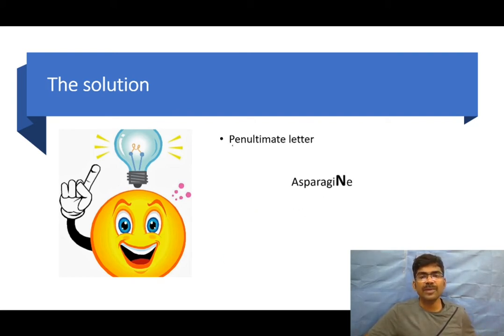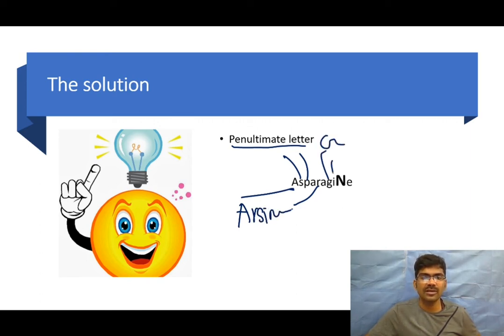Sometimes they went for the penultimate letter, because A is taken by alanine, S is taken by serine, P is taken by proline, R just now we gave to arginine, right? G is taken by glutamate, I is taken by isoleucine. So what are we left with? We are left with the penultimate.